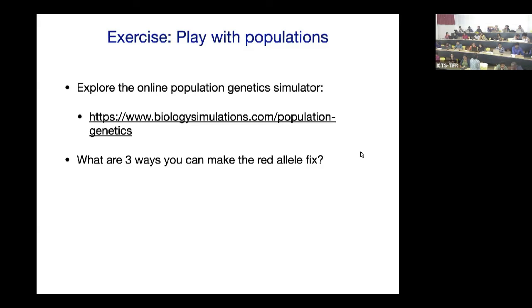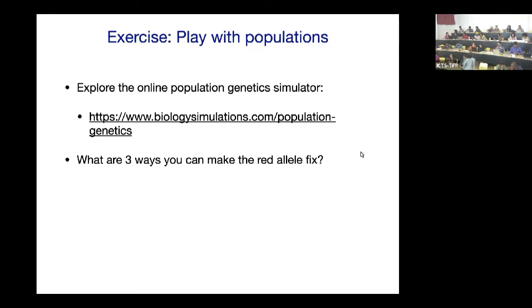Are you cheating? You're doing two different things. You've got a survival advantage and a mutation rate advantage, but good enough. Yeah. So that's a second way that you can make the red allele fix, right? That you basically make other alleles mutate to the red allele. What's the third way? Anybody?